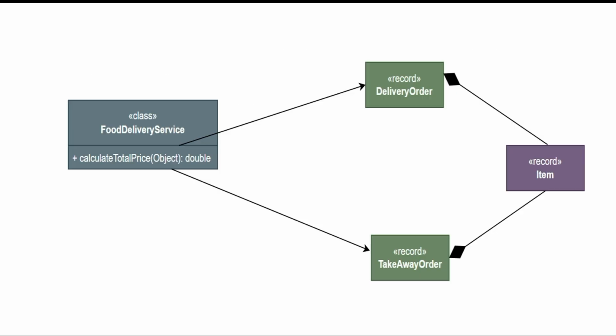To understand the record pattern matching, I'm going to use the example of food delivery service. In this example, I will create three records.